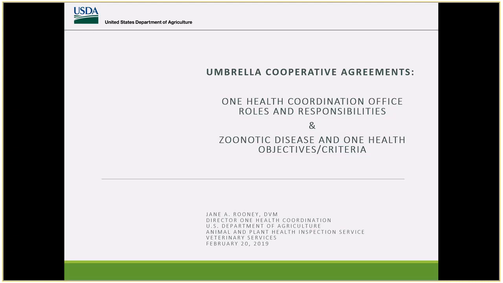I'm here to talk to you today about the zoonotic disease and One Health portion of the umbrella cooperative agreements. I'll cover the One Health Coordination Office's roles and responsibilities, the zoonotic disease and One Health goals and objectives for surveillance, preparedness and response, and outreach and education, and also the way zoonotic disease and One Health funds will be allocated.